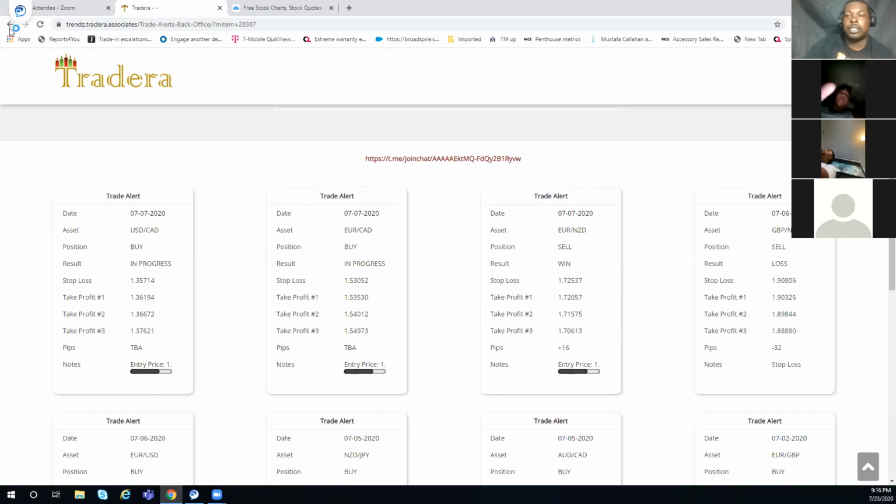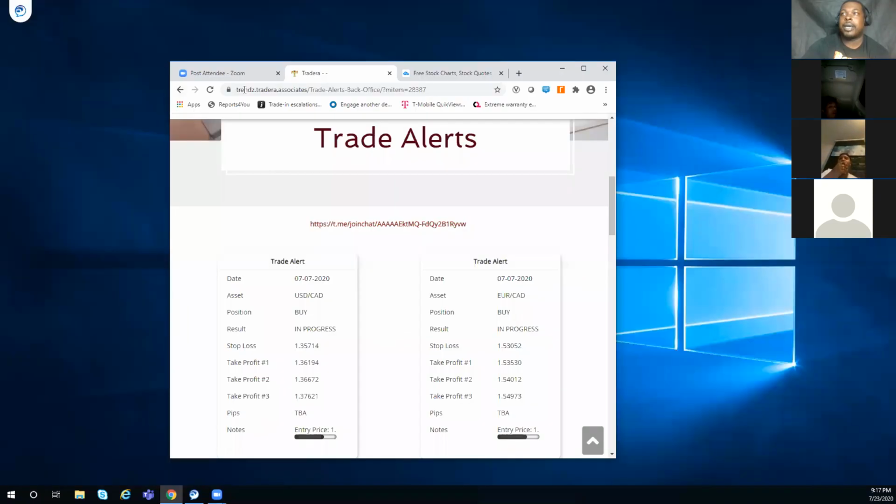But here's where our trade alerts are. We are still waiting for the updates to come there. And these basically just update our history. Guys, you can see right here, that's where you'll be able to go and join the actual group chat. Let's see, did I press it? Got something in the way. It's not letting me go back.